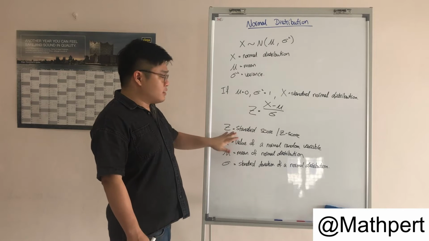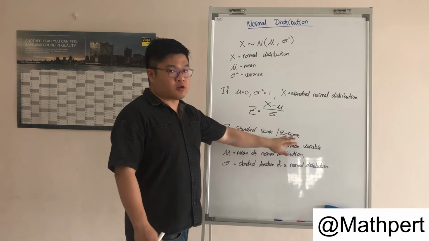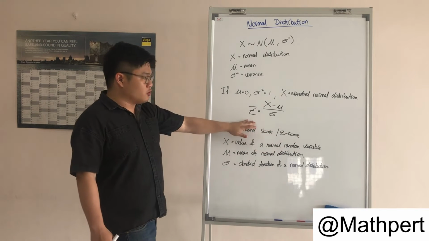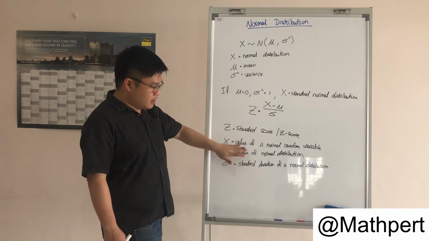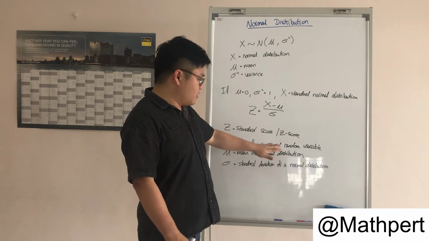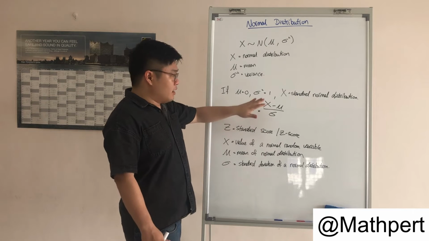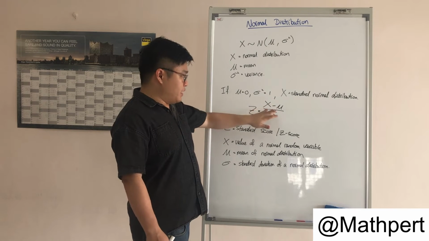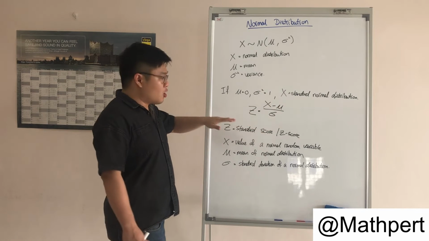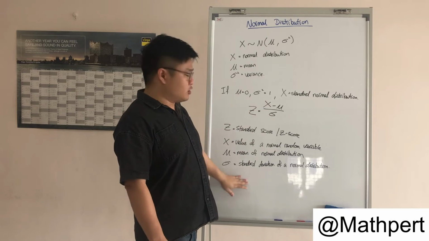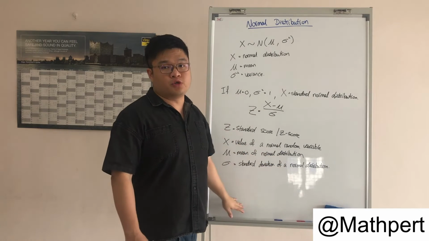Z is a standard score, or we call it the Z score. Z score is equal to X, where X is a normal random variable, minus the mean of the normal distribution, over the standard deviation of the normal distribution.